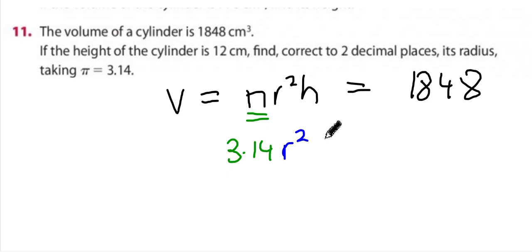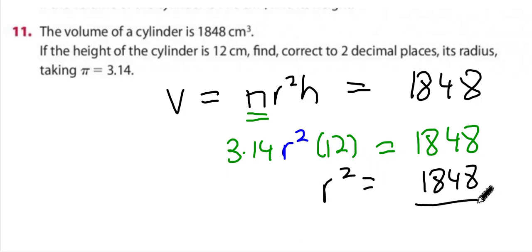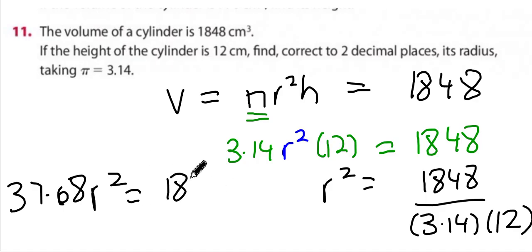Okay. Anybody else then? 12, yeah. And then 1848. Okay. So what we're going to do is get r squared on its own. And we get 1848 divided by 3.14 times 12. Everybody put that in the calculator and let me know what you get. You can do that as well. What you do when you times them. Some people might have times it.